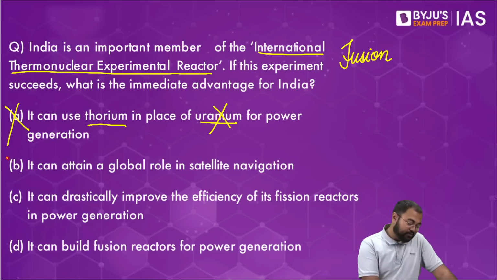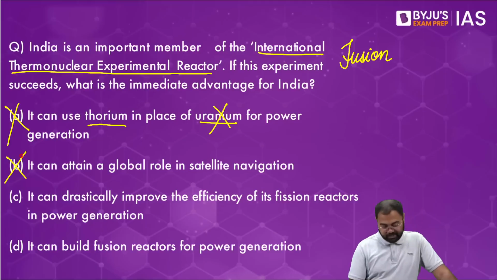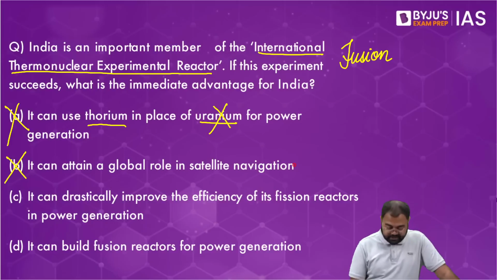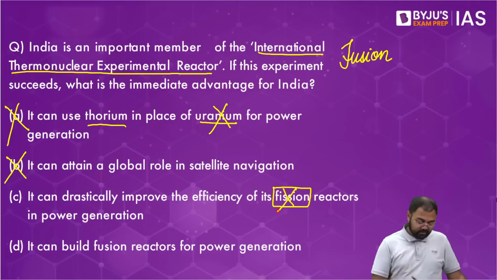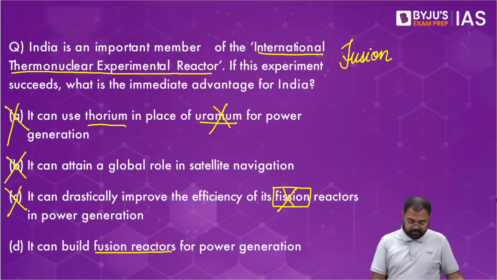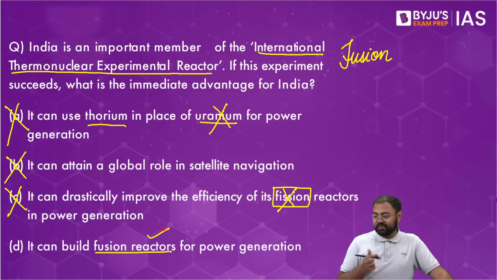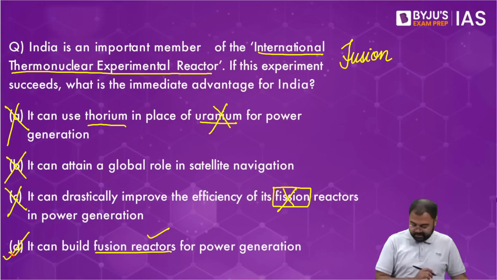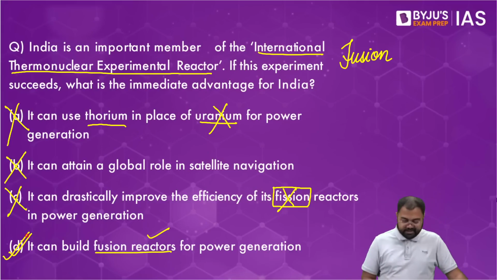I want to understand why would you mark this answer? How is it anywhere related to what we are discussing? It can drastically improve the efficiency of fission reactors. Look at this. It is talking about fission. It is not talking about fusion. So this is wrong. It can build fusion reactors for power generation. That's it. There's only one option out of the four where you even have the required keyword. The other options do not even have the keyword required. So that's why the correct answer is D. This was an easy question.